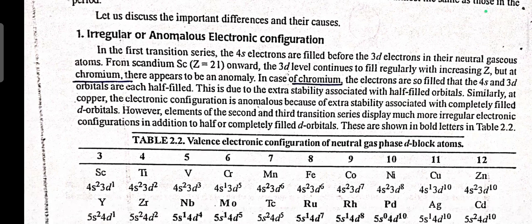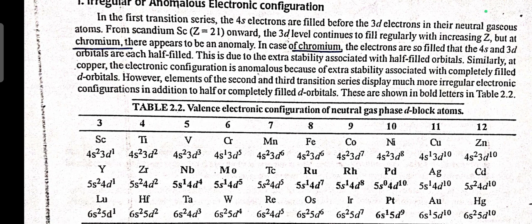First is the irregular or anomalous electronic configuration. In the first transition series, the 4s electrons are filled before the 3d electrons in the neutral gaseous atom. From scandium onward, the 3d level continues to fill regularly with increasing Z, but at chromium, there appears to be an anomaly. In case of chromium, the electrons are so filled that 4s and 3d orbitals are each half filled. This is due to the extra stability which is associated with half-filled orbitals. Similarly, at copper, the electronic configuration is anomalous because of extra stability which is associated with completely filled d orbitals.